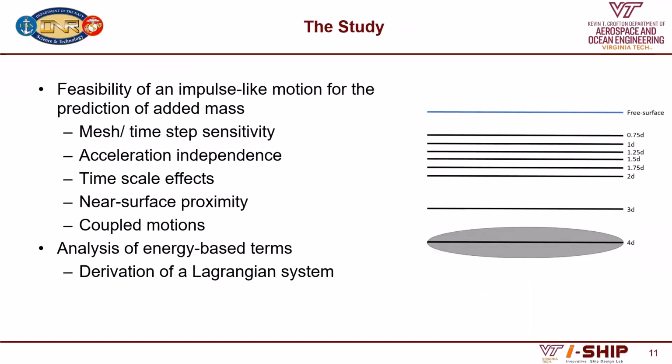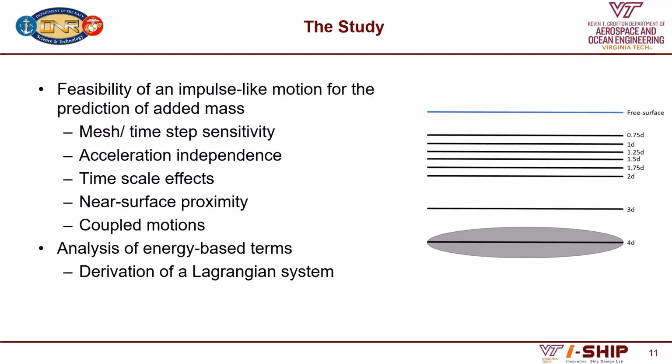So what we actually did, we wanted to first check the feasibility of using an impulse-like model for the prediction of added mass. Starting from added mass, slowly we'll add on damping and the convolution term. So we look at mesh and time step sensitivity first, and then look at acceleration independence. Can we use different accelerations for this impulsive model? We also look at timescale effects. Like I said before, initially we started with time steps of 1/1000th of a second. We wanted to see, does that capture what we want it to? Do we need smaller time scales, or do we need larger time scales to actually capture what we want?